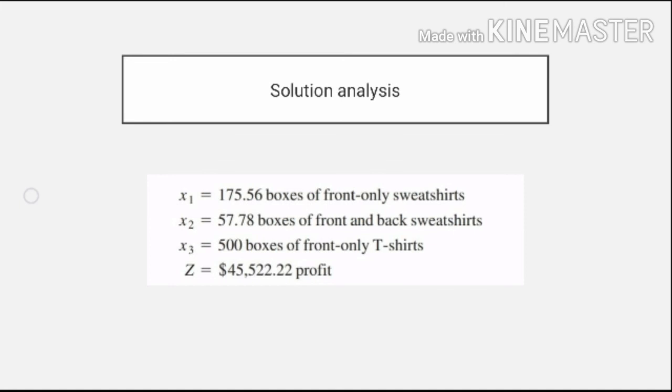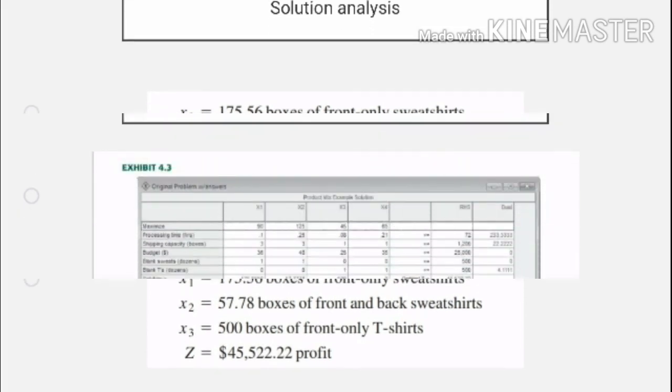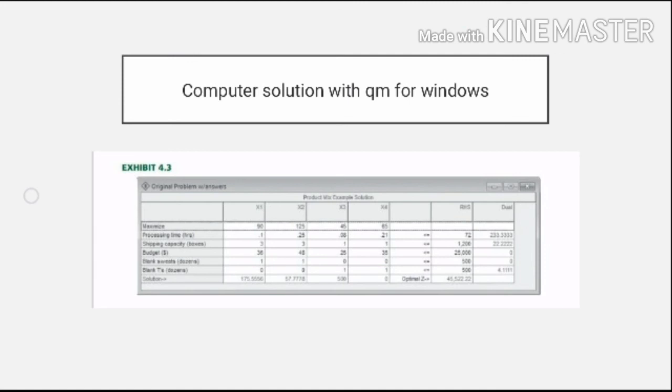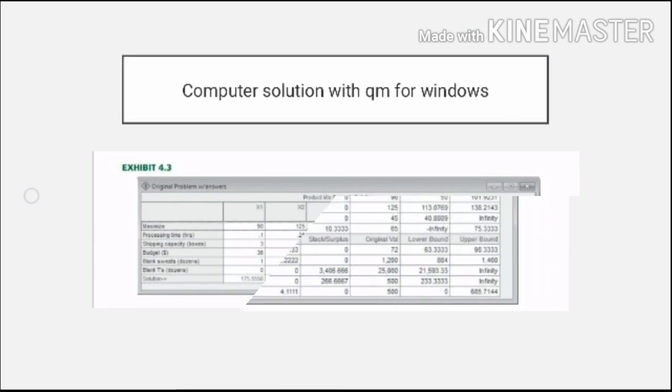$45,375 rather, which means we only subtracted $147.22 from the optimal profit value of $45,522.22. So here's the overview of the computer solution with QM for Windows.